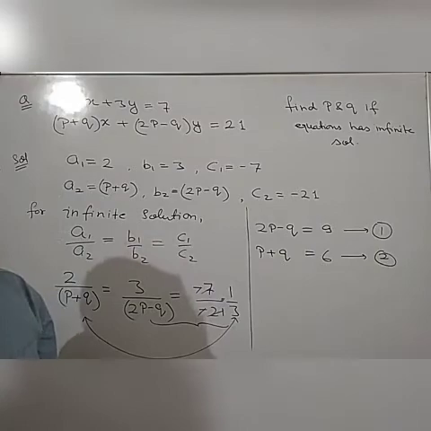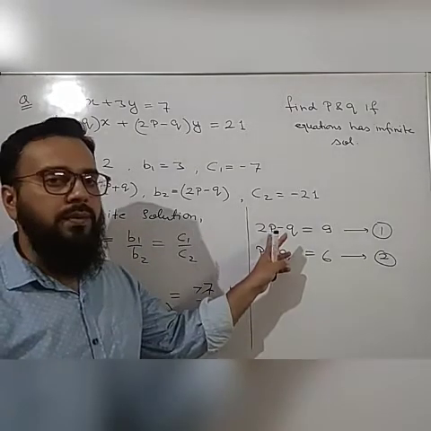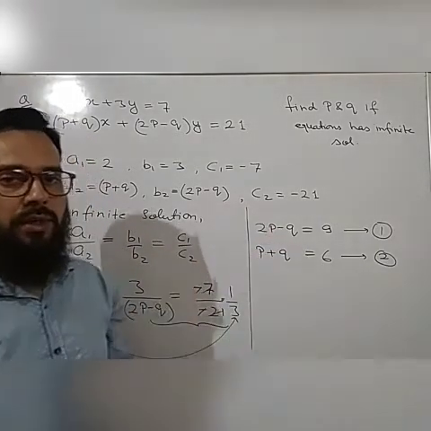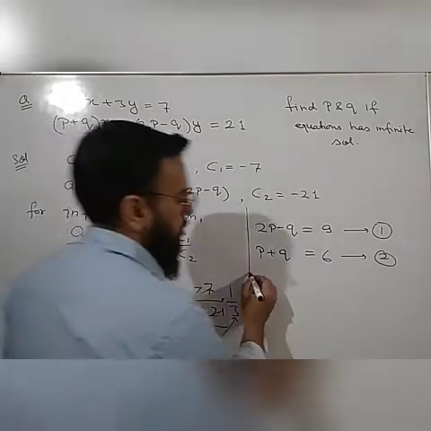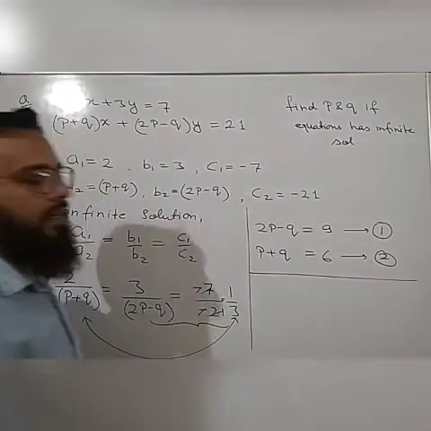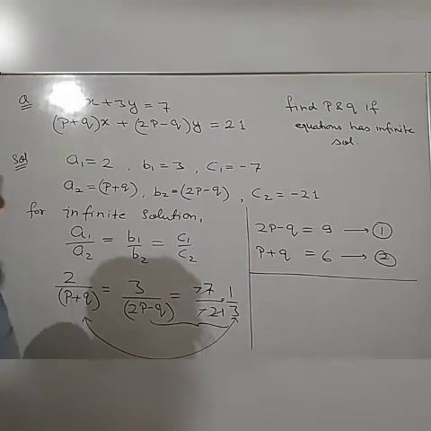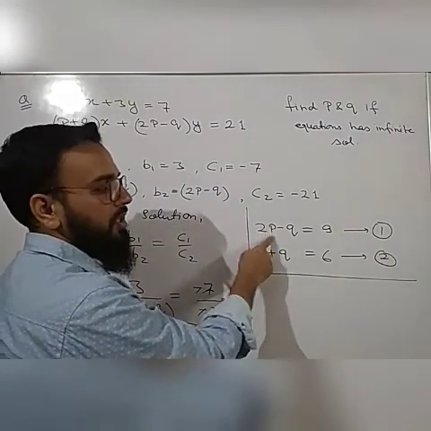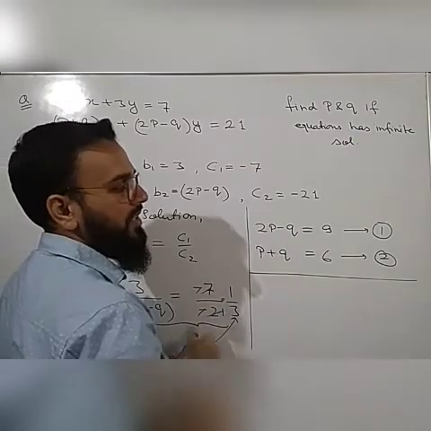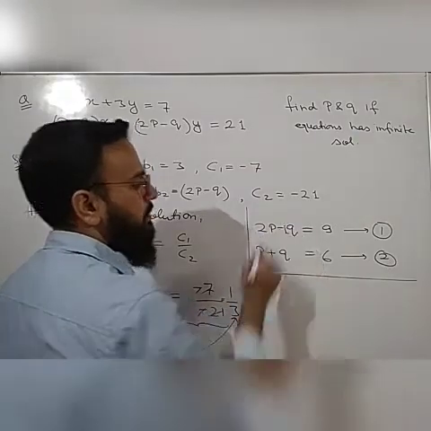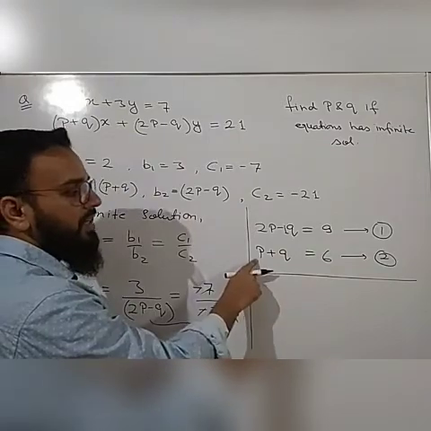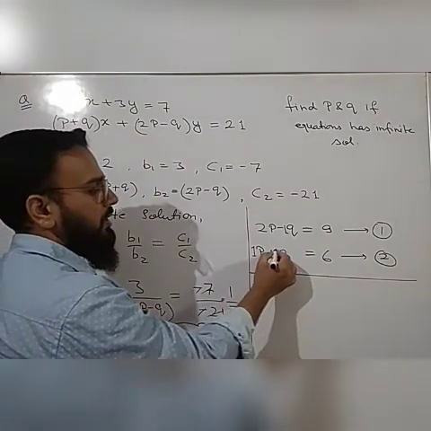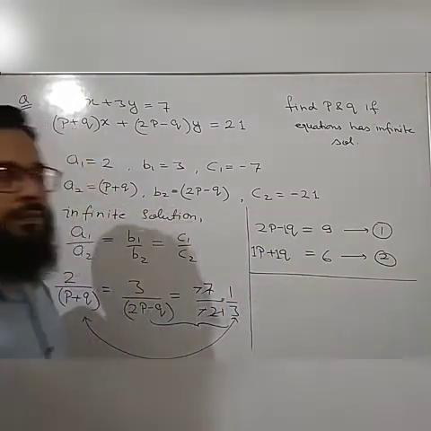We have already studied how to solve a pair of linear equations in two variables. So if we can solve these two equations, then we will get the values of P and Q. Now look at the equations. In the first equation, the coefficient of P is 2 and the coefficient of Q is -1. Similarly, in the second equation, the coefficient of P is 1 and the coefficient of Q is also 1.